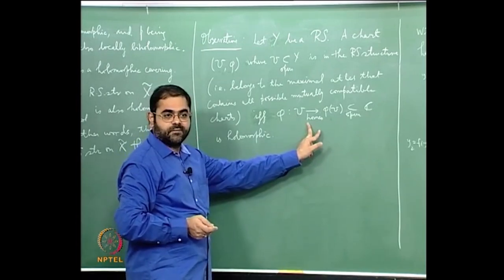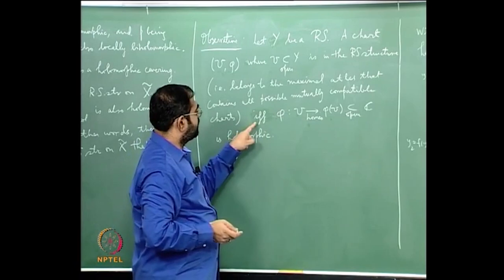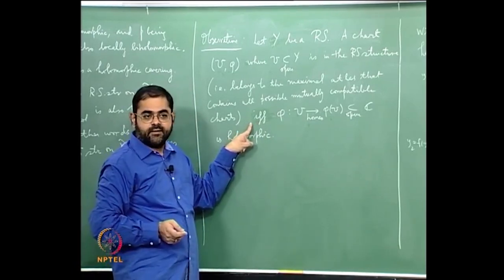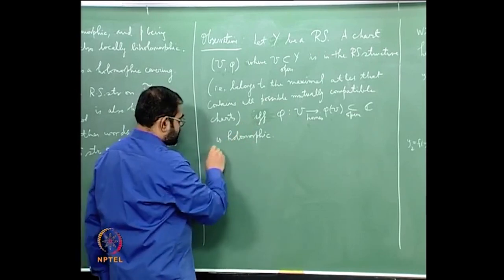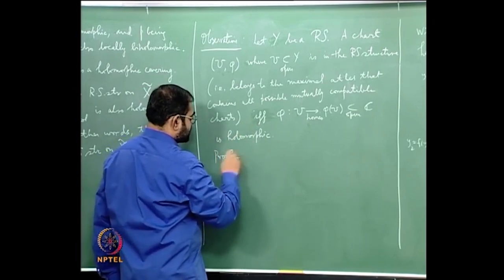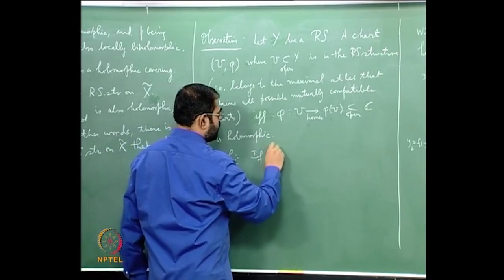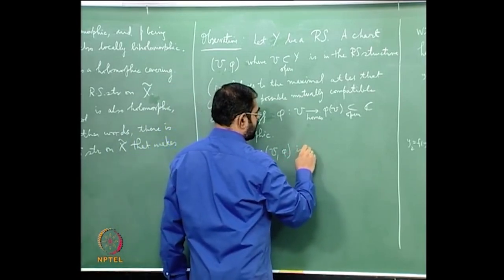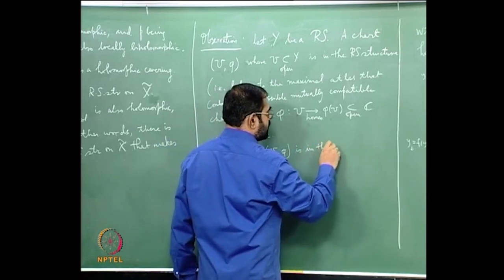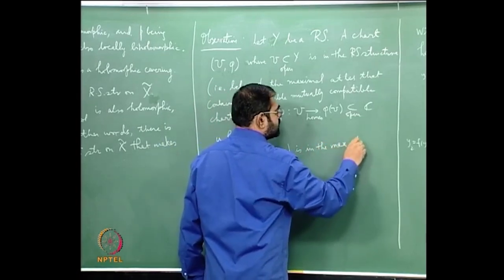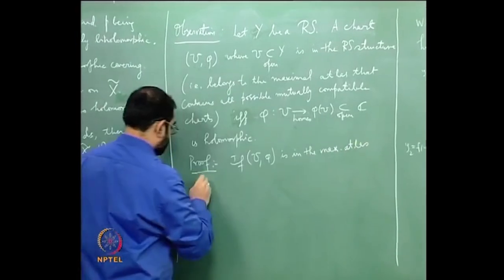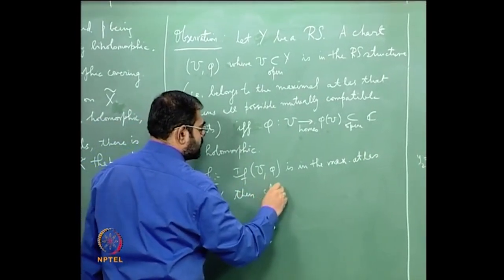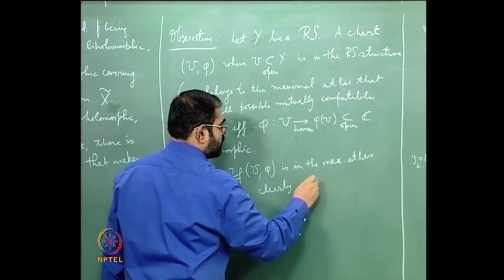If you remember, I told you why one way is very easy. So what is the proof for this? The proof for this is, if (U, phi) is in the maximal atlas for Y, then clearly phi is holomorphic.